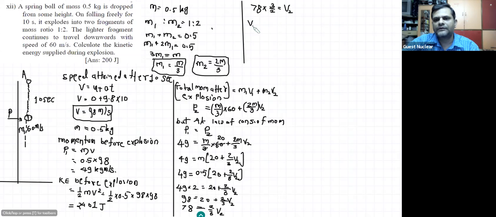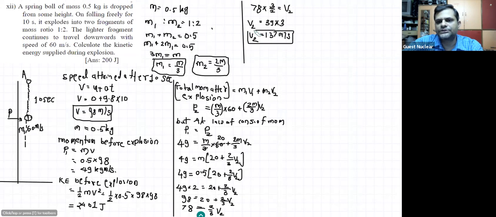So finally we get v2 simply equal to 2 ones are 2, 39s are, right? So we get 39 into 3. 40 into 3 is 120, so 39 into 3 will be 117. Sorry, 137. Okay, so 137 meter per second. This will be the velocity of the second body, or second fragment, after the explosion.